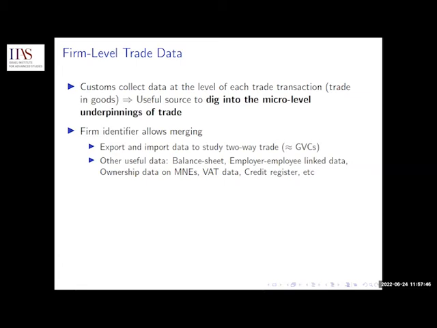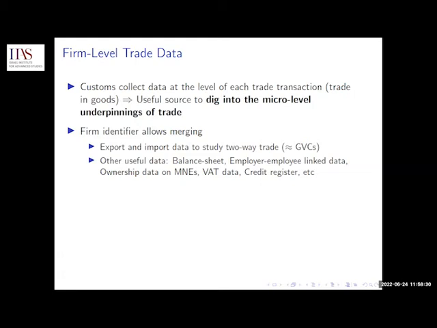This is the first thing you can do based on that, and you can also merge, in many cases, this data with additional firm level data. So in many countries, this can be merged with balance sheet data to have information about the structure of the firm, its technology. It can be linked with employer-employee linked data to know what are the employees that work in firms that participate in trade. We can have access to ownership data to know whether part of this trade is organized within multinational companies.